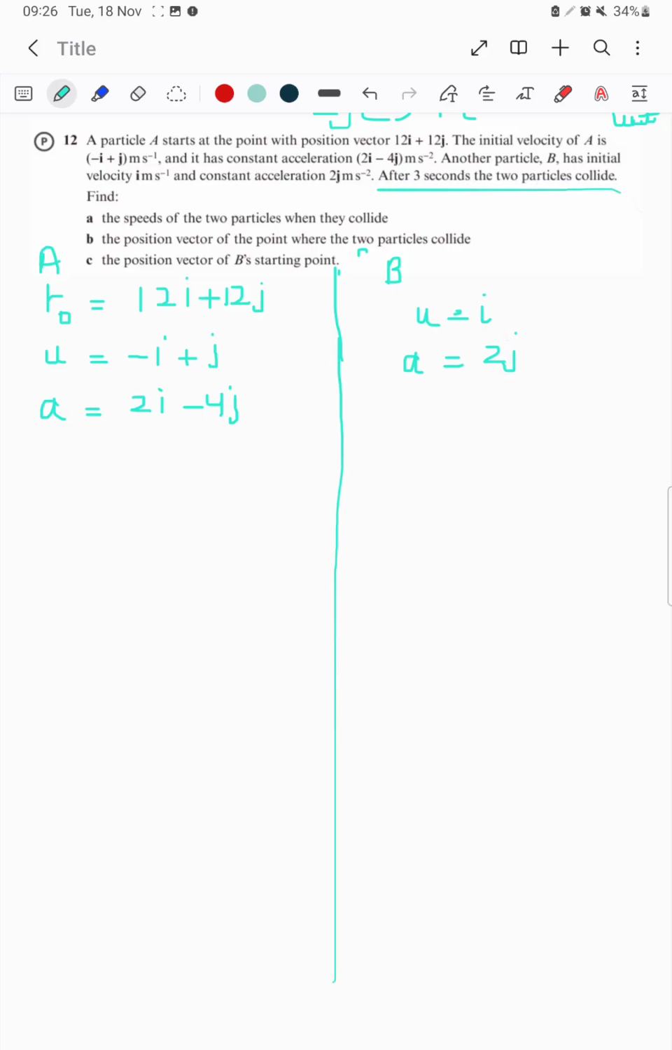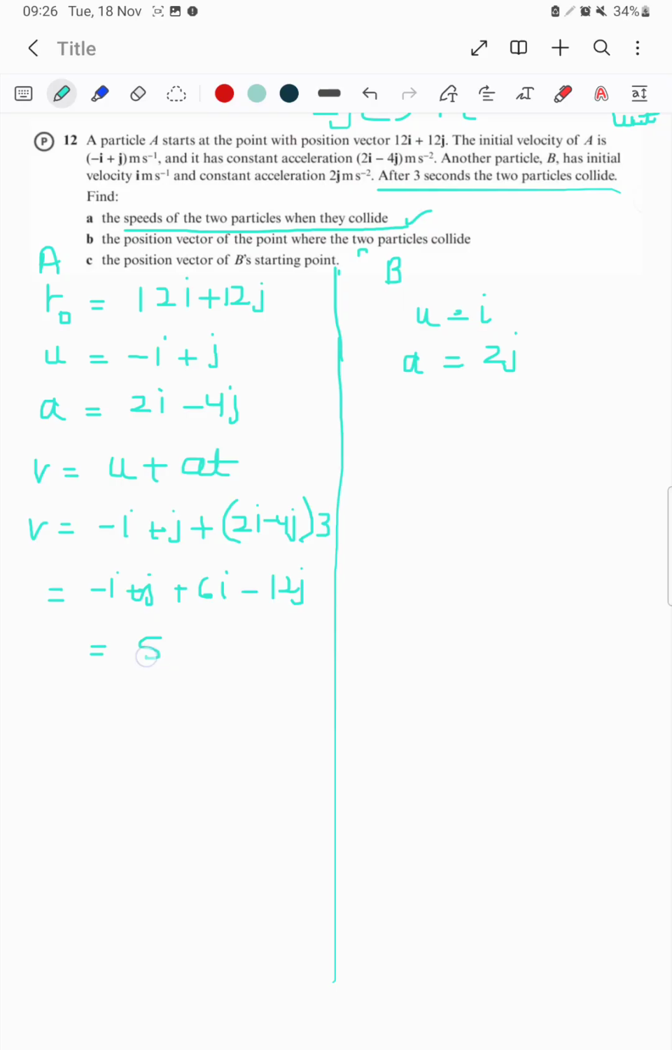After 3 seconds, two particles collide. Find the speeds of the two particles when they collide. So v is equal to u plus at. We apply this formula because the velocity is not constant, and we have to find the velocity when they collide, that is after 3 seconds. So v is equal to negative i plus j plus 2i minus 4j times 3, because after 3 seconds. So it is minus i plus j plus 6i minus 12j. So this is 5i minus 11j. This is the velocity of the first particle after 3 seconds.